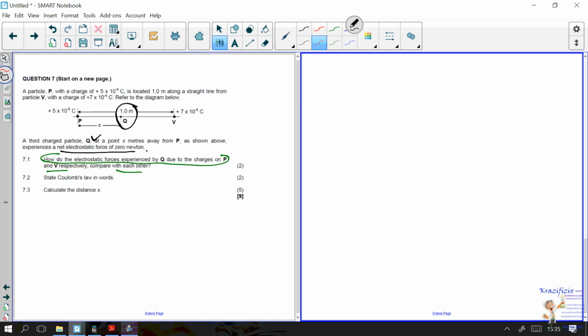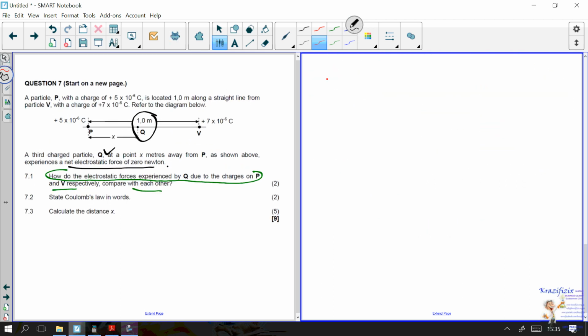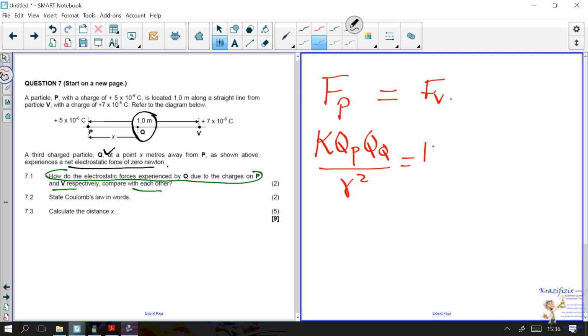Oh, great. Now let's see this. Already, guys, we said FP is equal to FV. How do we calculate FP? K, QP, QQ, because it's on Q, over r squared equals to K, QV, QQ over what? R squared. I hope you remember this formula. All right, I'm using Q and P because Q is my center of focus. So I use P and Q. I also use V and Q.